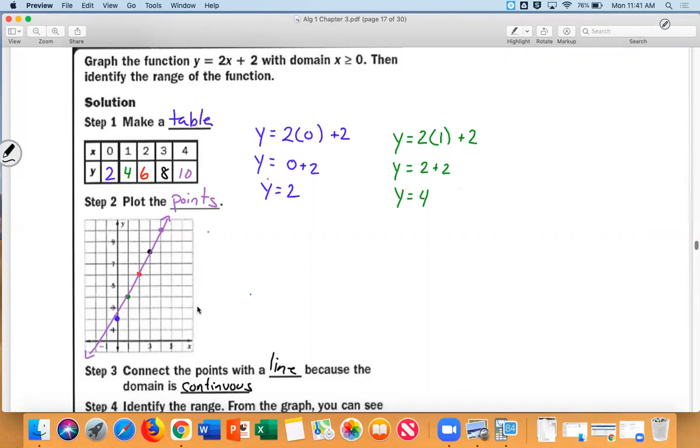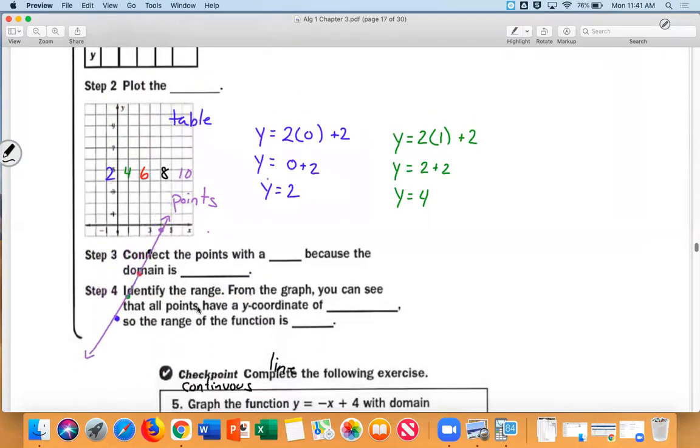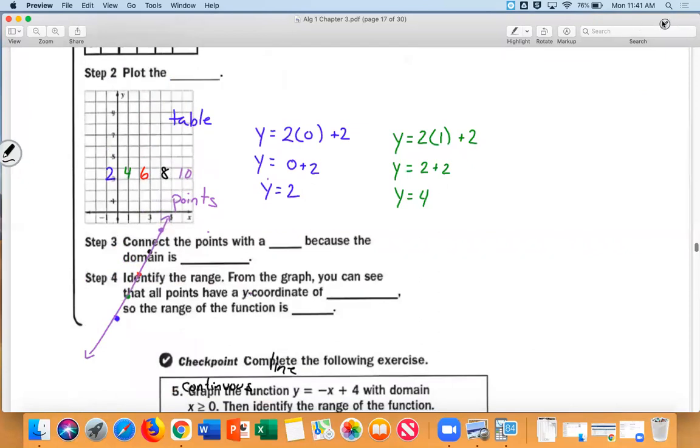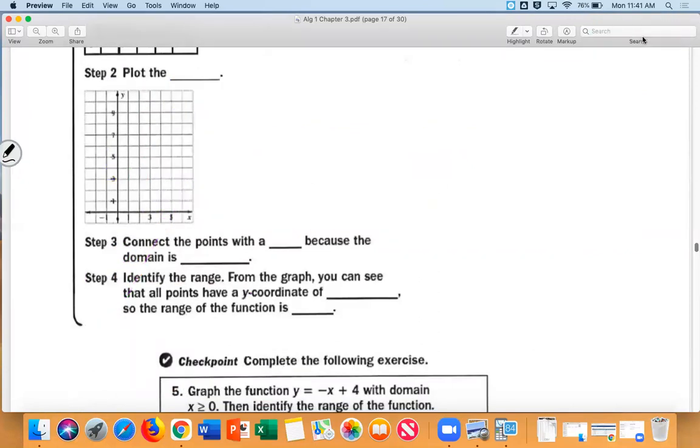So the range is going to be all my Y values. So it says identify the range from the graph. You can see that all the points have a Y coordinate of Y is greater than or equal to 2. So the range of the function is Y is greater than or equal to 2. All right, they were all at least 2. You guys okay with that?